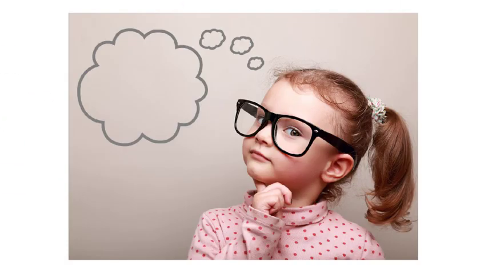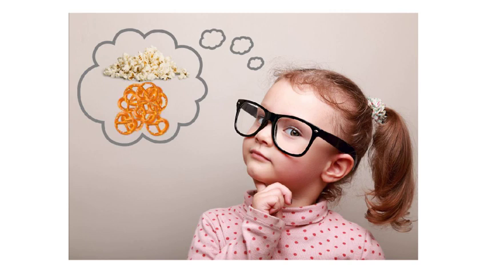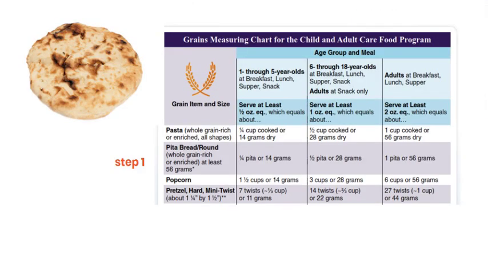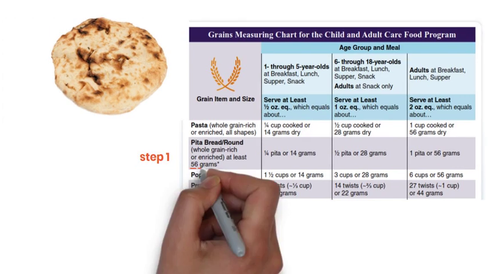So far, we've talked about what you do if you have a grain that doesn't have a weight or measurement next to it, like our popcorn, as well as what you do if it has a measurement next to it, such as the mini twist hard pretzels. Now let's talk about what to do if you find your item in step 1 and the item has a weight next to it, like pita bread.